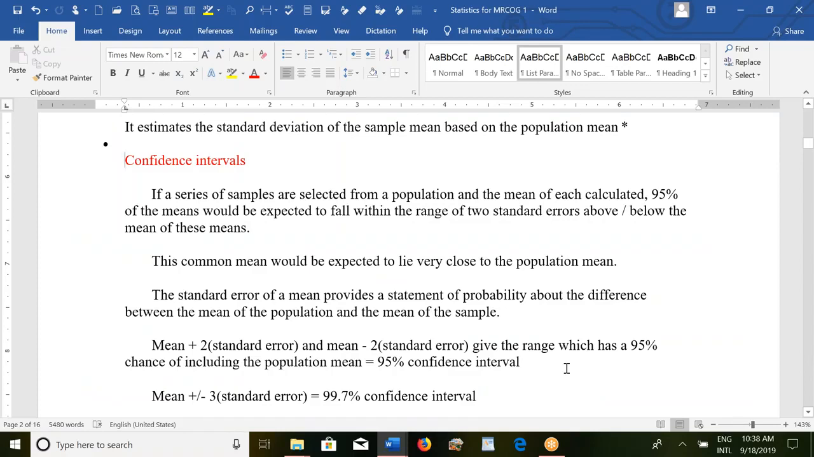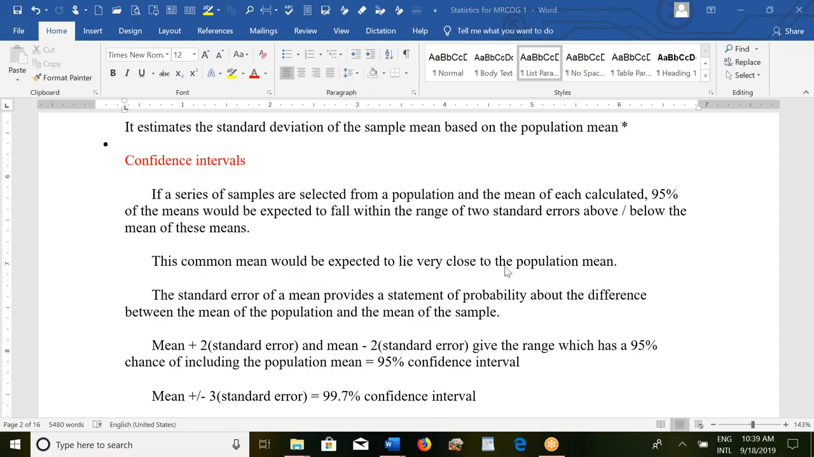So we will go over it because this confidence interval is the most commonly repeated measure in the guidelines in the studies, okay, because it will tell you how reliable the data is. So what is confidence interval? If a series of samples are selected from a population and the mean of each is calculated, then 95% of the values would be expected to fall within the range of two standard errors above or below the mean of the means. This common mean would be expected to lie very close to the population mean.